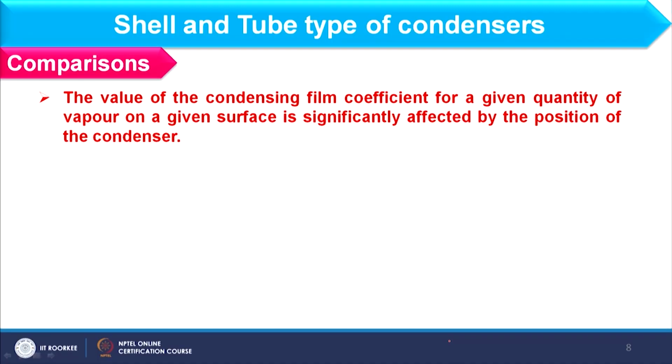So, you see we have discussed all types of shell and tube condensers, and now we will compare these condensers based on some factors. So, let us see the comparisons. The value of the condensing film coefficient for a given quantity of vapor on a given surface is significantly affected by the position of the condenser.